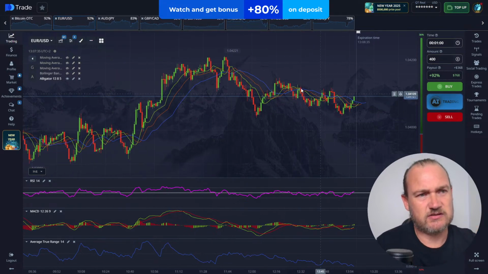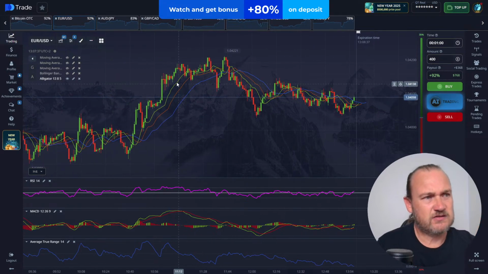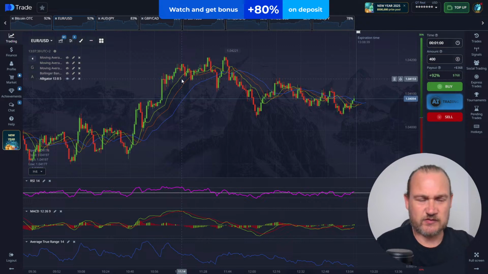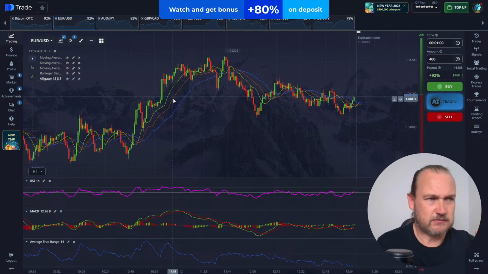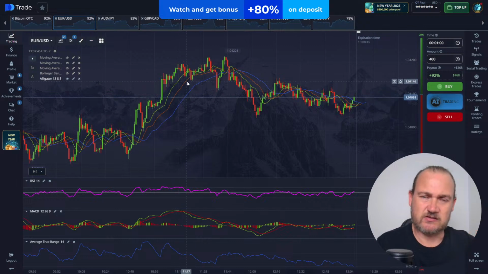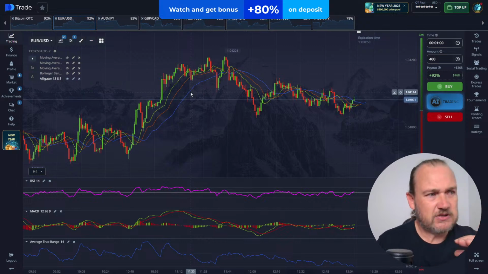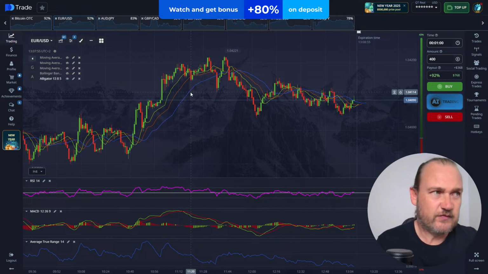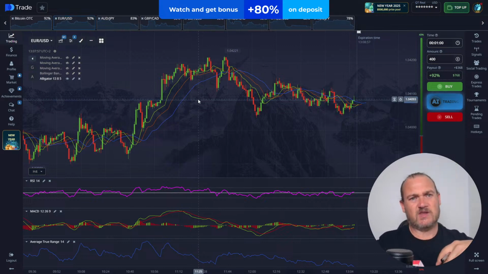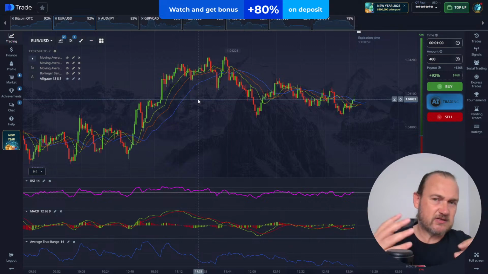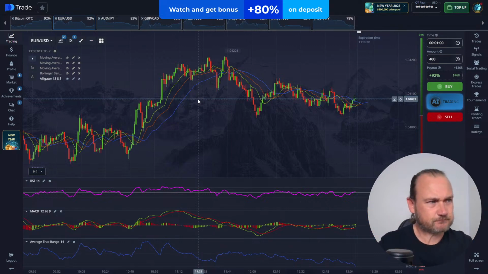On my main chart here, I've got the alligator loaded. The green line will be your lips, or the 5-period moving average. The brown line here is the teeth, and that's the 8-period moving average. And then the blue line would be the jaw, and that's the 13-period moving average. You can adjust these if you feel like it. If you want to play around a bit, see what it looks like if you adjust the different settings.